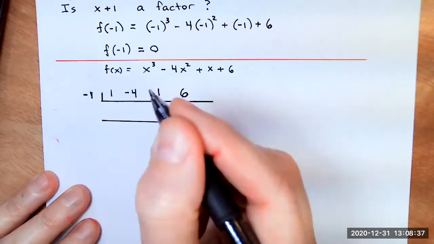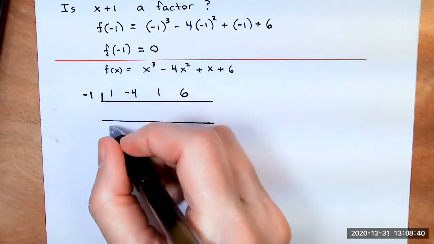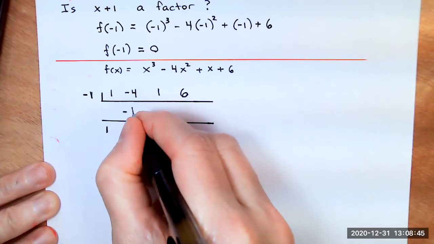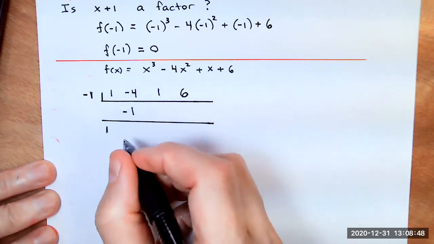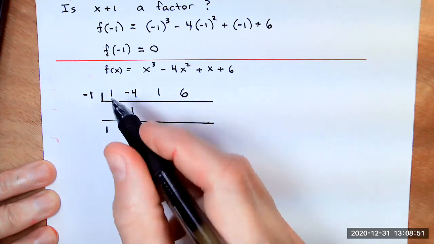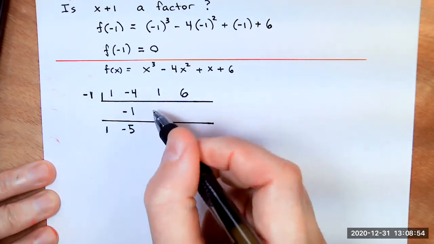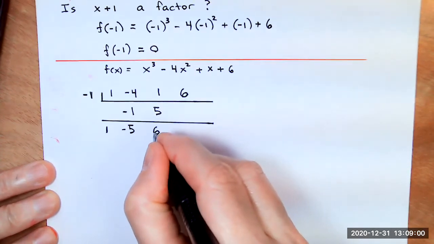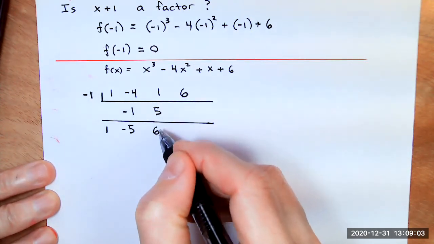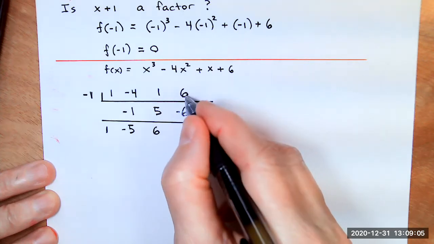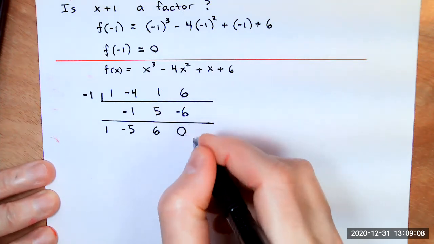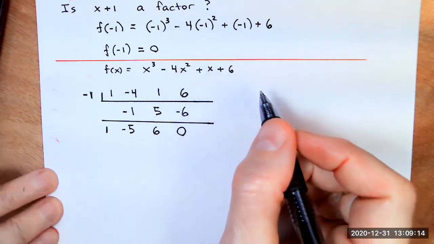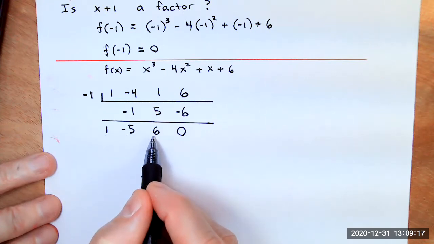So what goes here, if x plus 1 is a factor? That's right, this would be negative 1. We bring down the 1. Negative 1 times 1 is negative 1. Negative 4 and negative 1 make negative 5. Negative 1 times negative 5 makes positive 5. 1 plus 5 is 6. Negative 1 times 6 is negative 6. Negative 6 and 6 make 0. This is the expected result because we already know that x plus 1 is a factor, but now we know the coefficients of the rest.